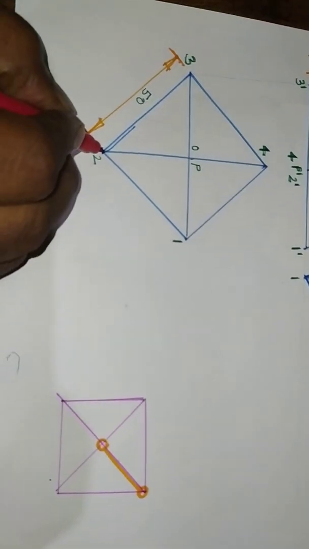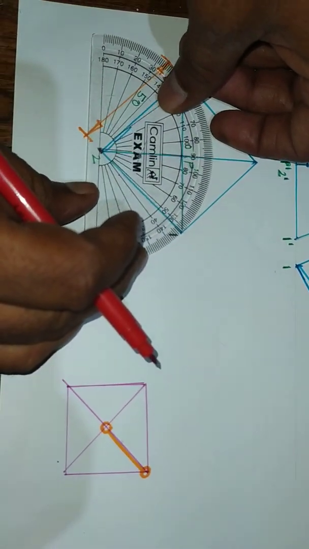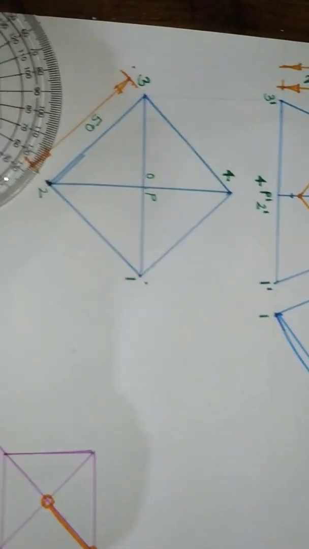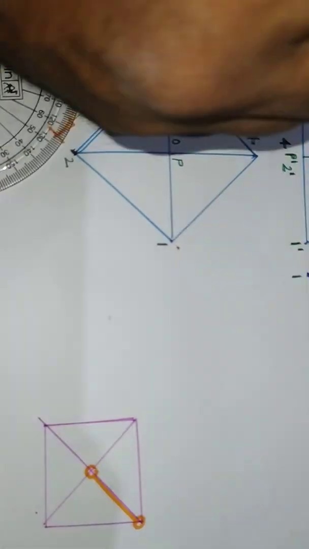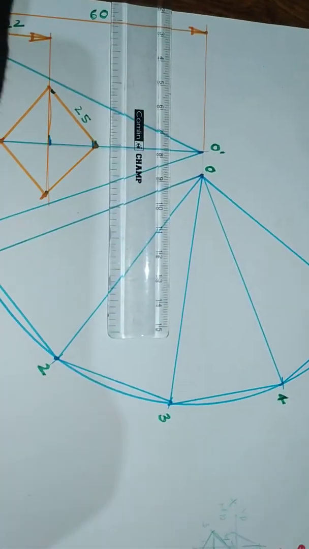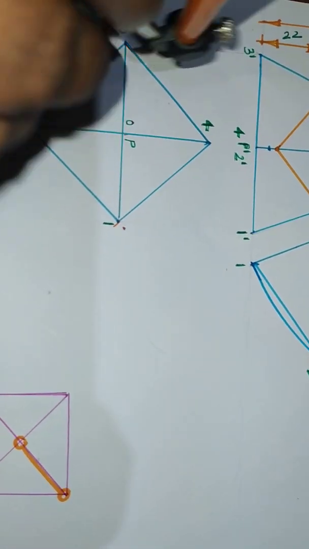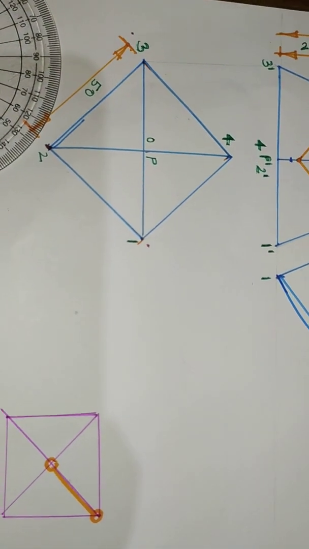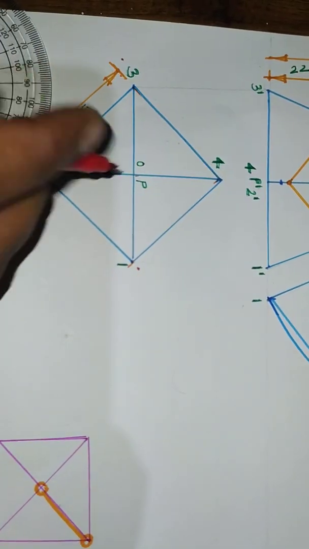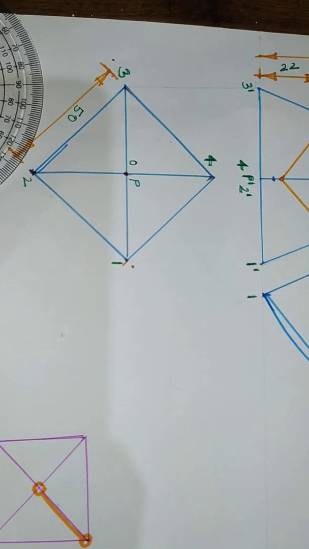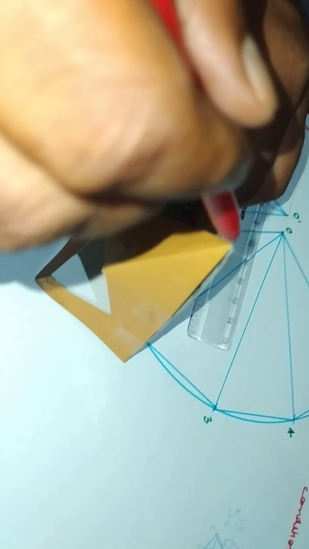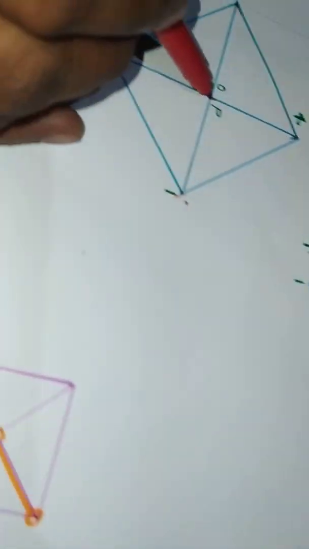First, I have marked a point here at 45 degrees. I have taken a distance of 50 mm in the compass. I have marked here, again I have marked here. I have completed the square. I have named it as 1, 2, 3, 4. This is the axis OP, perpendicular. The axis is perpendicular to HP. This is the axis O and this is the base center OP, perpendicular to the horizontal plane. So a single point is observed.